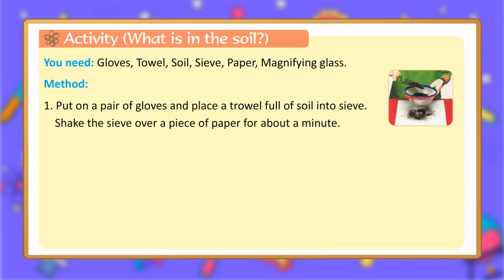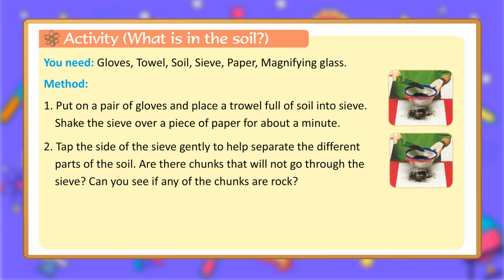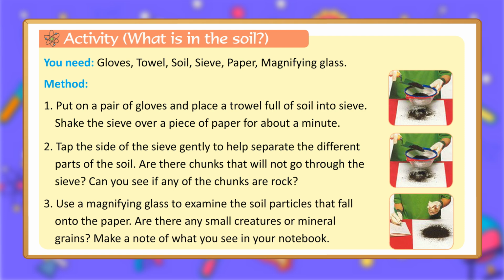Method. 1. Put on a pair of gloves and place a trowel full of soil into the sieve. Shake the sieve over a piece of paper for about a minute. 2. Tap the side of the sieve gently to help separate the different parts of the soil. Are there chunks that will not go through the sieve? Can you see if any of the chunks are rock? 3. Use a magnifying glass to examine the soil particles that fall onto the paper. Are there any small creatures or mineral grains? Make a note of what you see in your notebook.